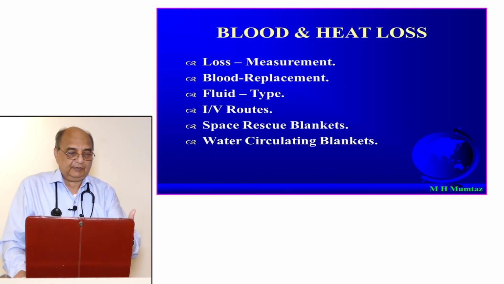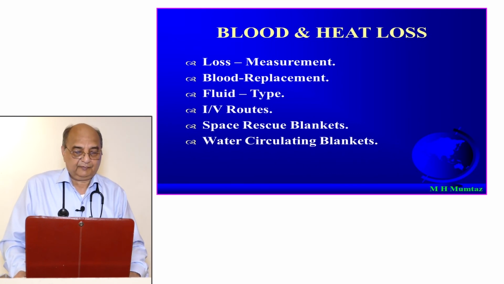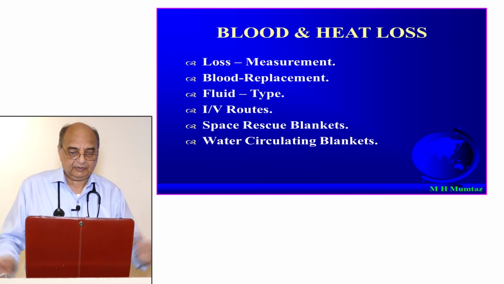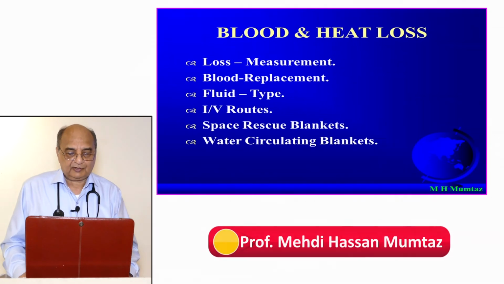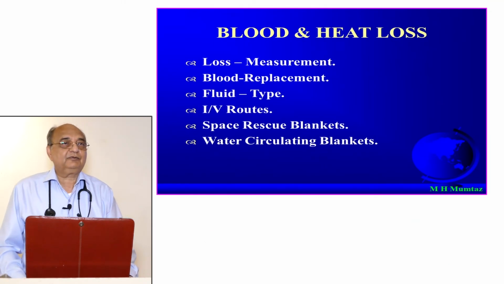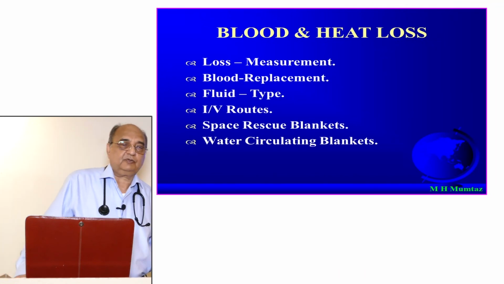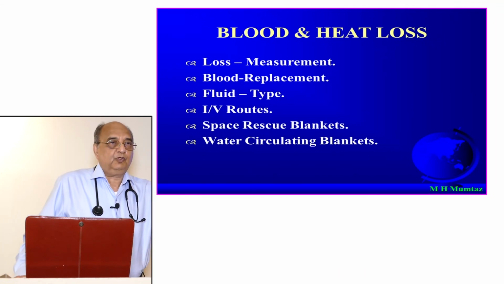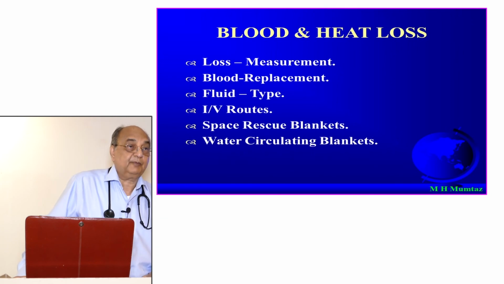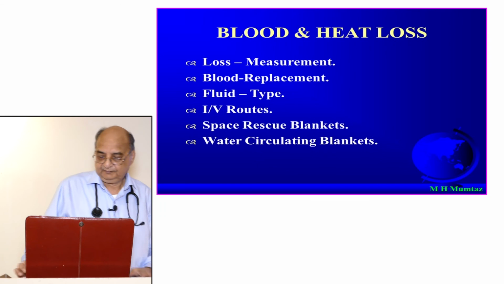Now, the fluid type you will have to choose is saline, intravenous. Space rescue blankets. We don't use any rescue blankets even where they are required. Water circulating blankets, if it's cold. So you put a blanket around the rest of the body and circulate warm water through it to keep the temperature normal, right?